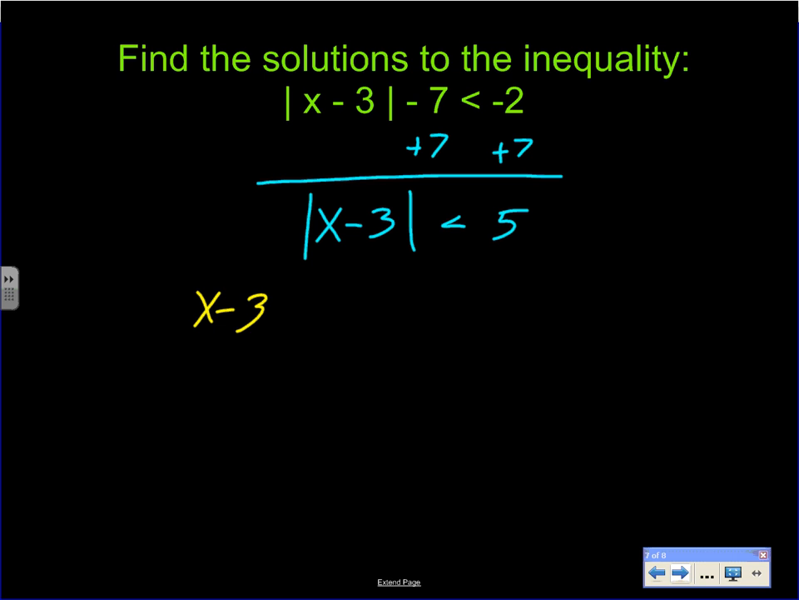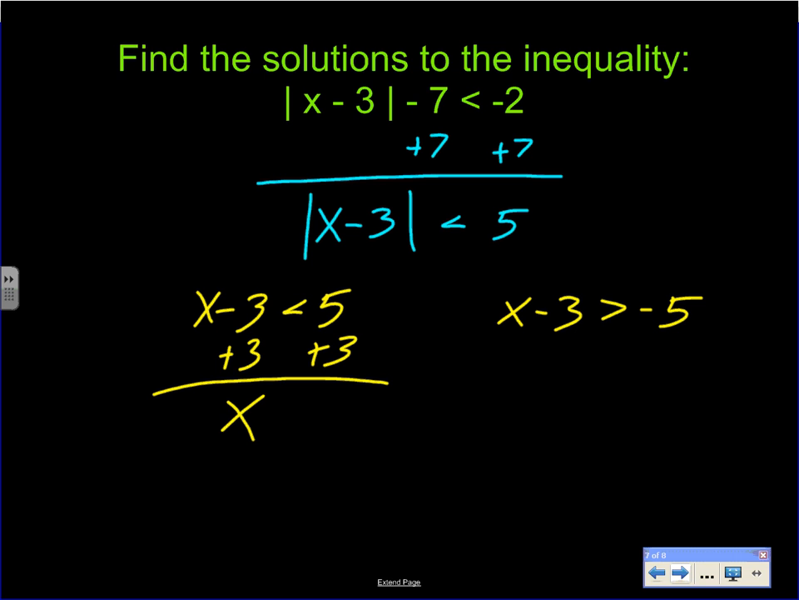Looky here. We rewrite it without the absolute value in there. We rewrite it again by flipping the inequality and changing the number after to a negative. And let's add 3 to both sides. X is less than or equal to 8.